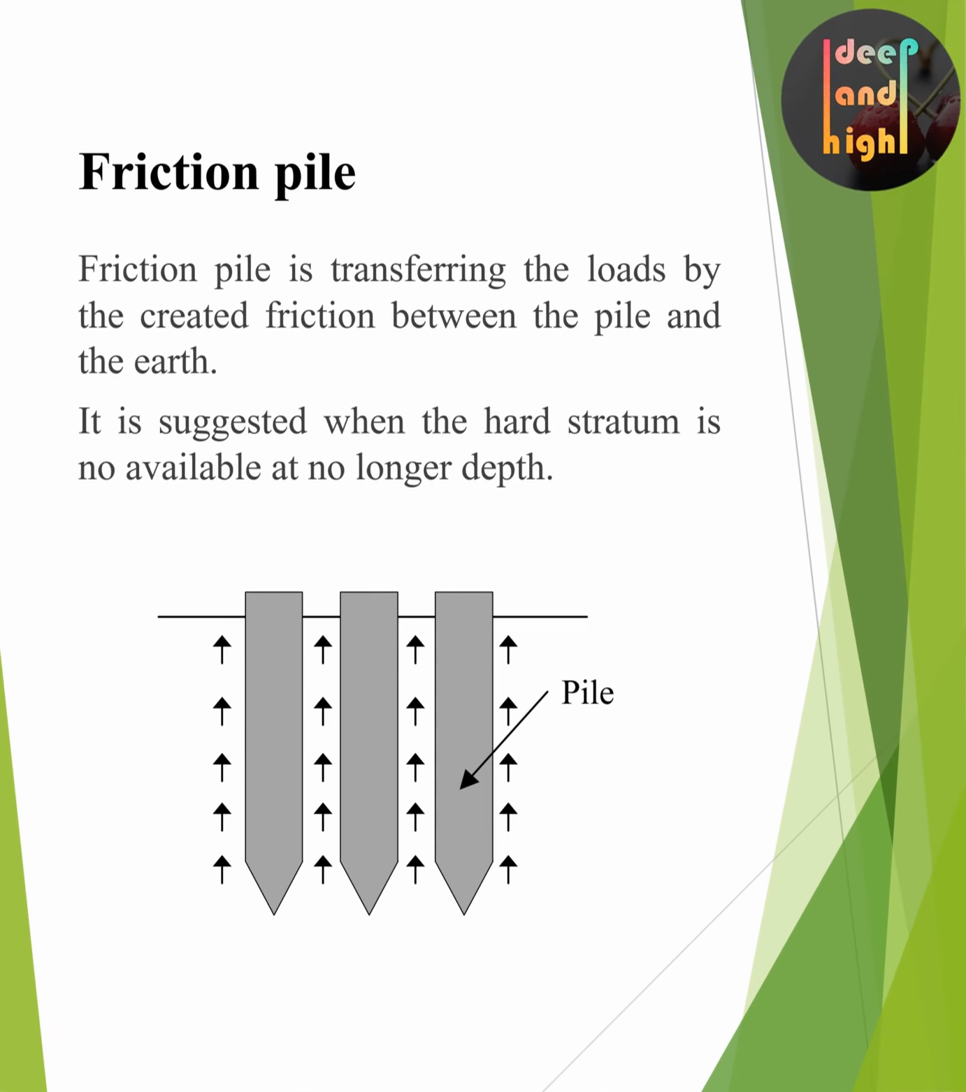Friction pile transfers the loads of the superstructure by way of friction on the surface of the piles and the surrounding earth. Friction pile is suggested when no hard stratum is available at any longer depth, and it is completely filled with loosely packed soil.